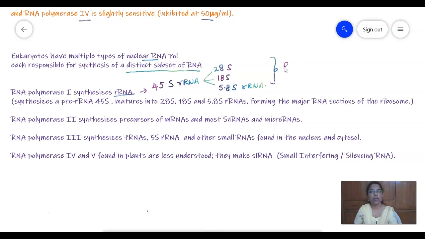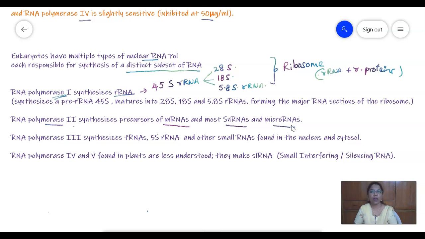Remember, these are the rRNAs which are part of the ribosome. A ribosome is made of ribosomal RNA plus ribosomal proteins. These eukaryotic rRNAs are required for the formation of the ribosome. And the rRNA is synthesized by which RNA polymerase? RNA polymerase 1. RNA polymerase 2 synthesizes mRNA precursors and small nuclear RNAs called snRNAs.